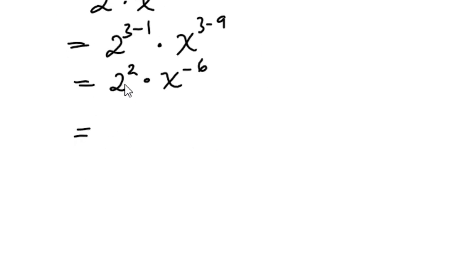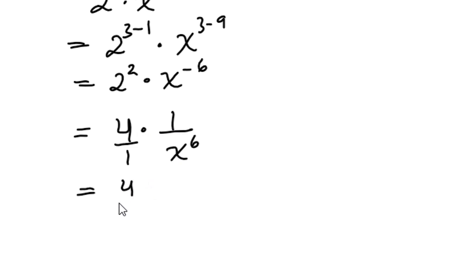This is equal to 2 squared is 4 times x to the negative 6. I need to go ahead and rewrite that using a positive exponent. So this becomes a fraction, 1 over x to the positive 6. Make this four a fraction by putting a 1 under it, and go ahead and multiply those two fractions. So 4 times 1 is 4. 1 times x to the 6th is x to the 6th. And that would be my answer.